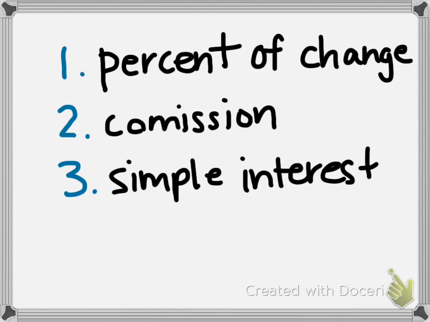Okay, let's get started. Complete the sentences below with vocabulary words from the list above. I want you to pause the video, figure it out on your own, and then unpause. Okay, you should have figured out that number 1 was percent of change, number 2 was commission, and number 3 was simple interest. Let's move on to number 4.